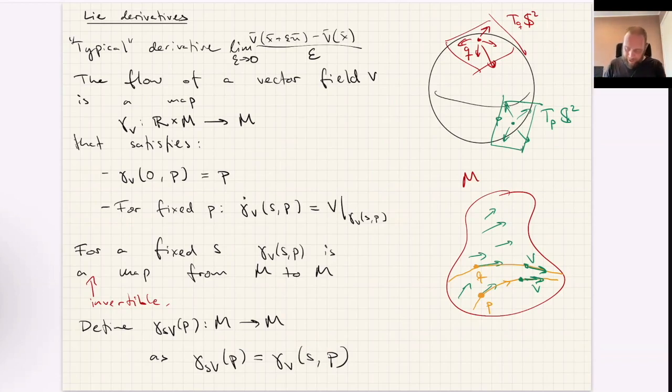But this means that the pullback of this vector using this is a well-defined thing. So I can take this vector and use the pullback to get a vector here. Or I can take any vector here and get a different pullback here. So what this means is the following.